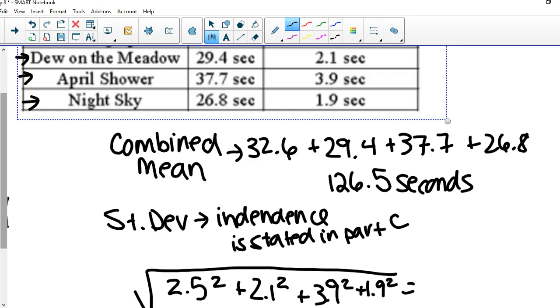And I get 5.4295. Now it doesn't say to in the problem, but you could be asked, interpret the standard deviation. And this is how you interpret the standard deviation. A standard deviation is the average distance observations are from the mean. So in this case, you could say, on average, we could expect the combined score to be about 5.4295 seconds from the mean.